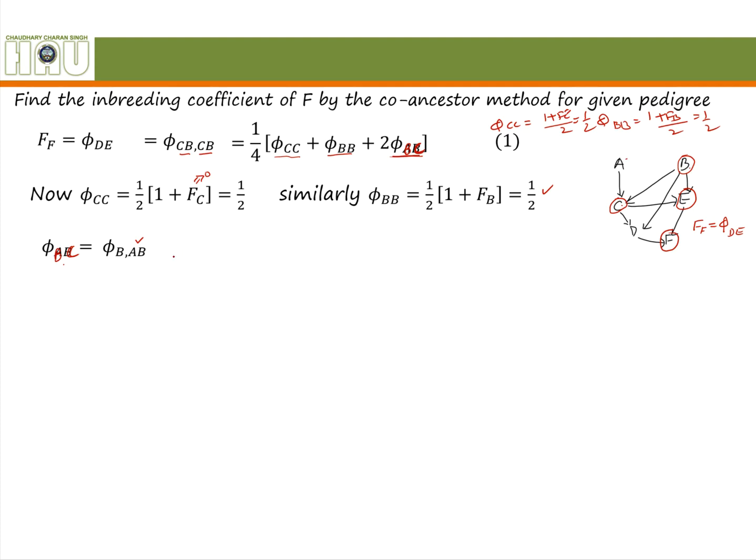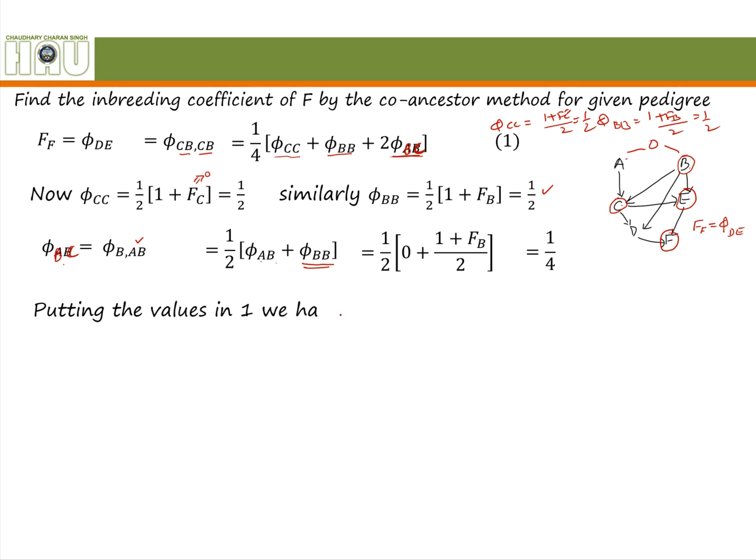So this can be further written as half of phi AB plus phi BB. As usual, the value of phi BB is half. You can substitute here. And phi AB, they are unrelated, that's why phi AB is 0. So 0 plus 1 plus FB, FB is again 0, so it is half. So it is 1 by 4.